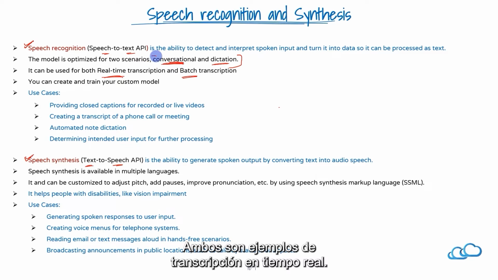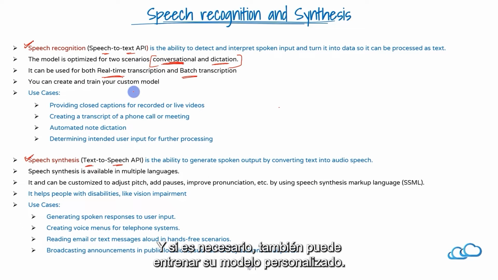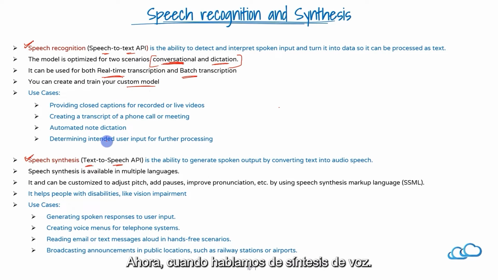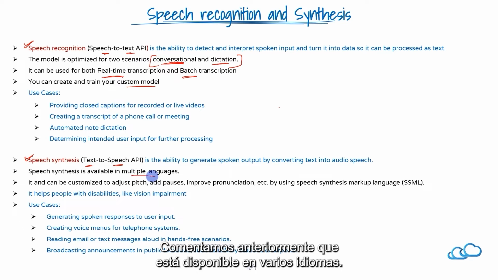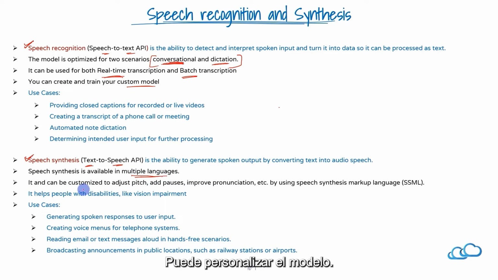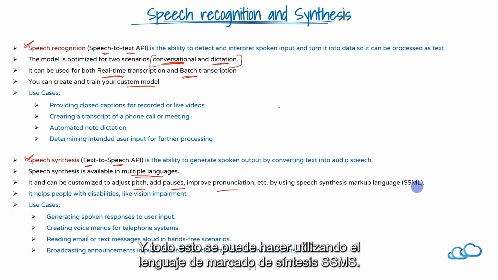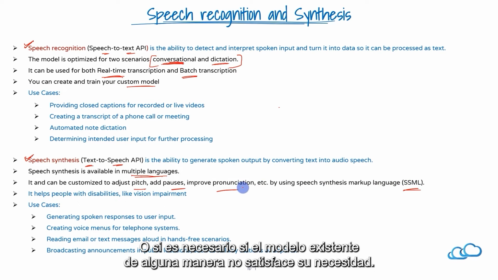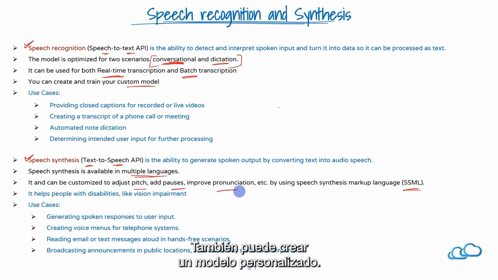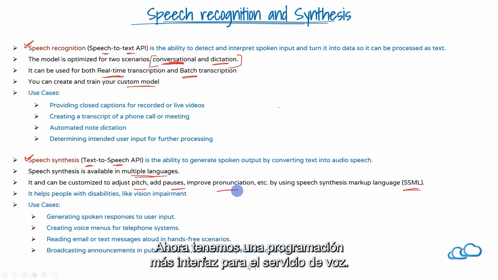Both are examples of real-time transcription. And if required, you can also train your custom model. Now, when we talk about speech synthesis, we discussed earlier that it is available in multiple languages. You can customize the model. You can adjust the pitch, you can add the pause, you can improve the pronunciation, and all of this can be done using Speech Synthesis Markup Language, SSML. Or if required, if the existing model is somehow not fulfilling your need, you can also create a custom model.